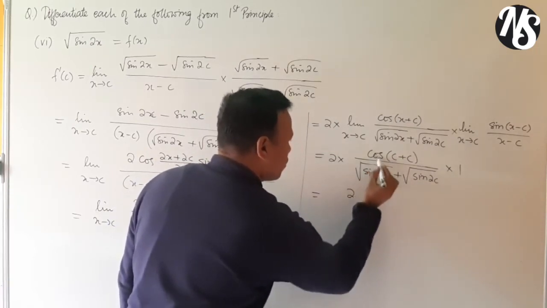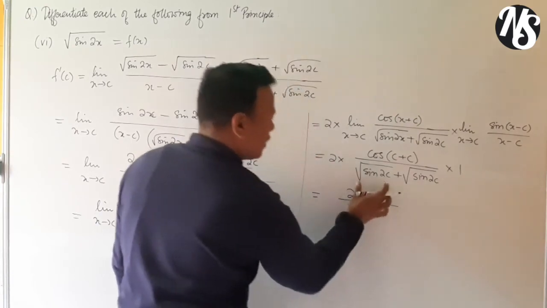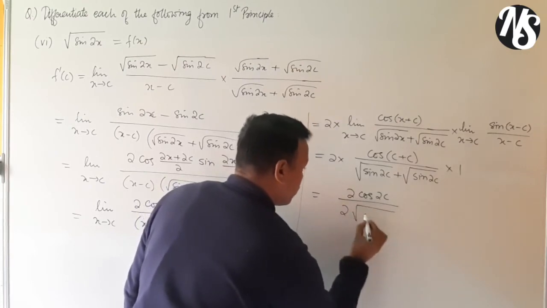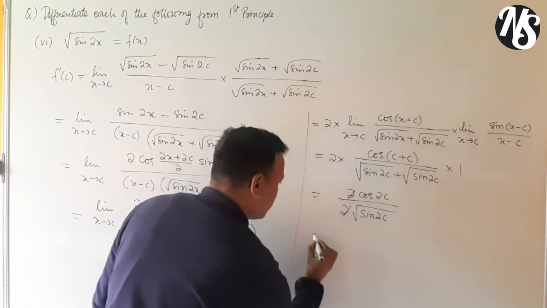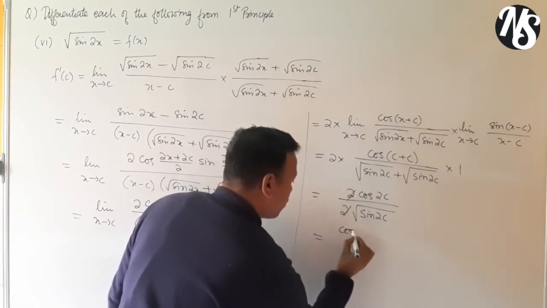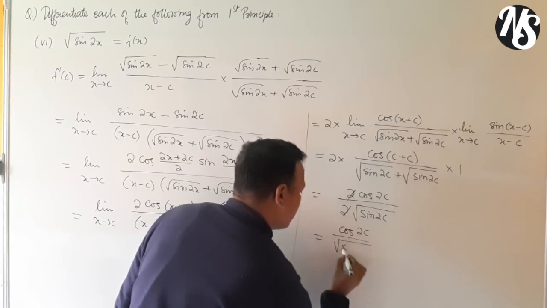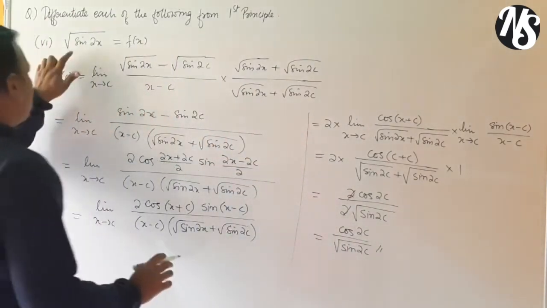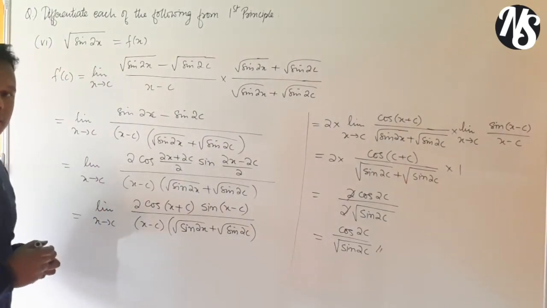So this is my cos 2c divided by this and this, both are same, so that's why this becomes twice of square root of sine 2c. So 2 and 2 get cancelled, so your answer turns out to be cos 2c by square root of sine 2c. Okay, so this is your answer for this particular question. So pause the video and note it down.